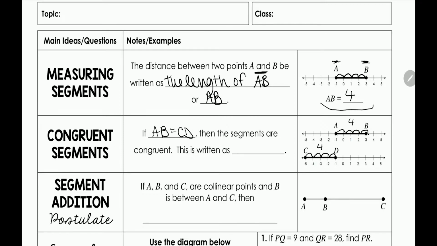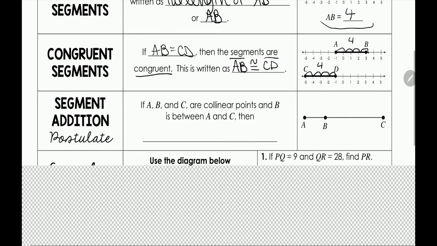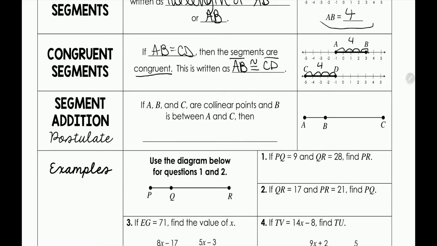We say that these segments are congruent, and that's a word you're going to be seeing a lot, okay? We're going to write that as the line segment AB is congruent, so an equal sign with a little squiggle on top, to this line segment CD. So the two line segments are congruent if they have the same length.